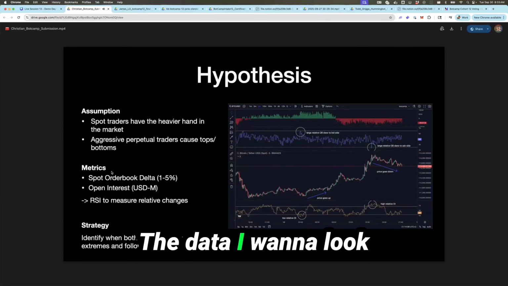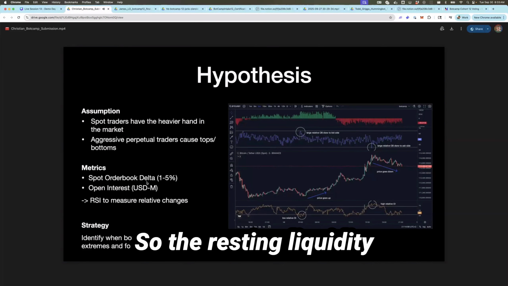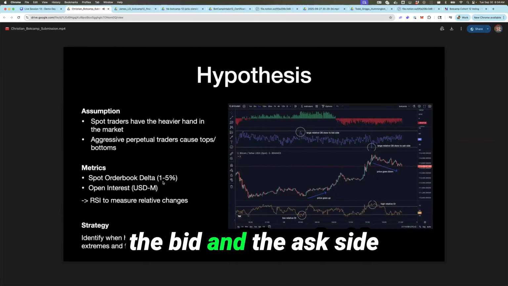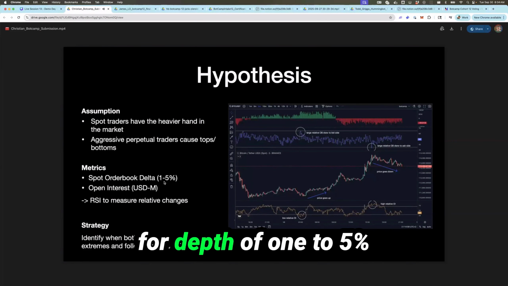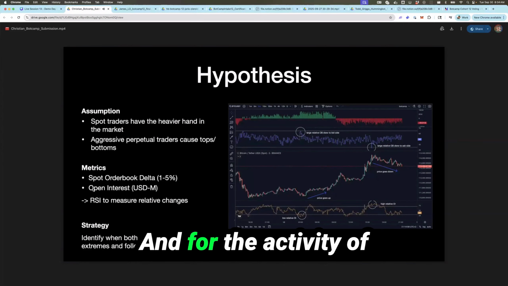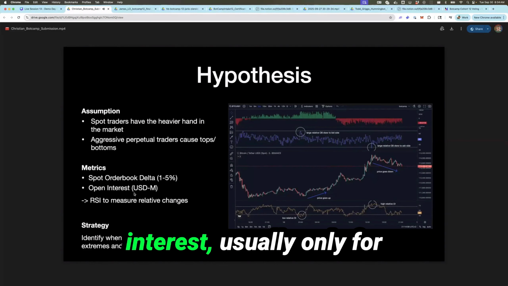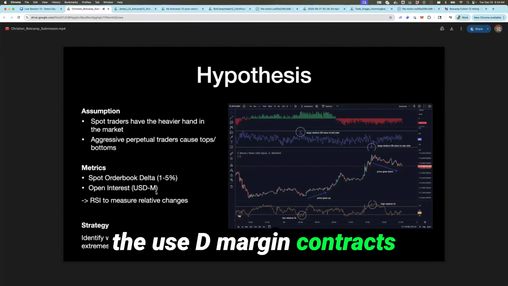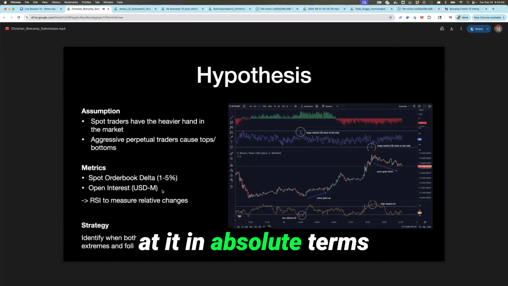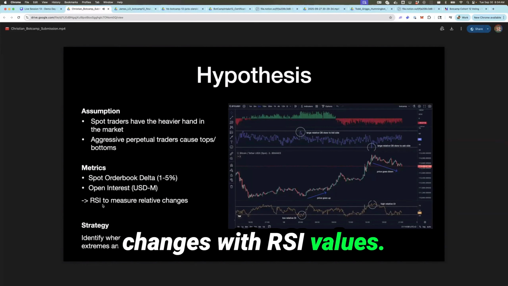The data I want to look at is, for one, the spot orderbook delta, so the resting liquidity delta, meaning the difference between the bid and the ask side, for a depth of 1 to 5% around the mid price. And for the activity of the perpetual traders, we can look at the open interest, usually only for the USD margin contracts because it's a bit cleaner. And instead of looking at it in absolute terms, we can measure relative changes with RSI values.